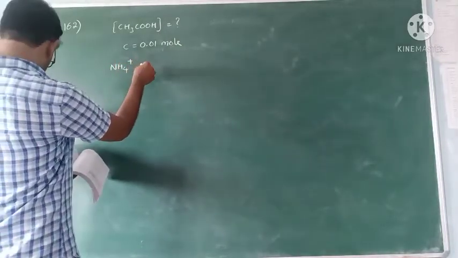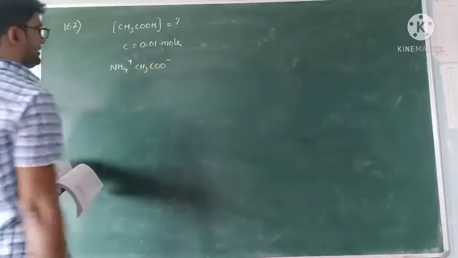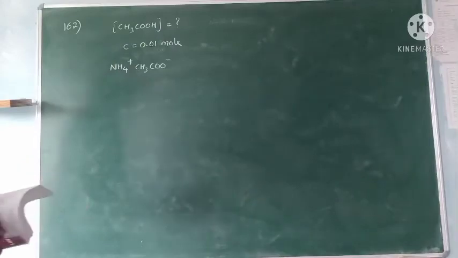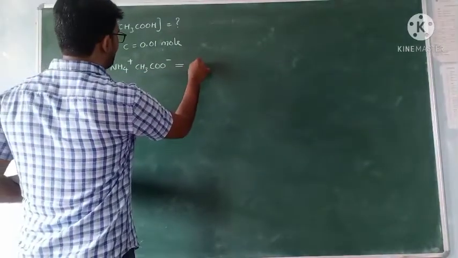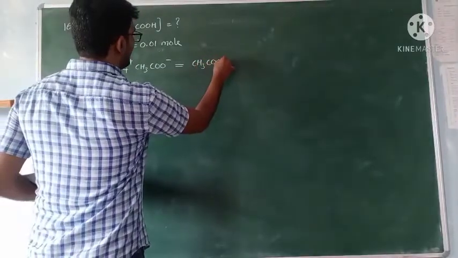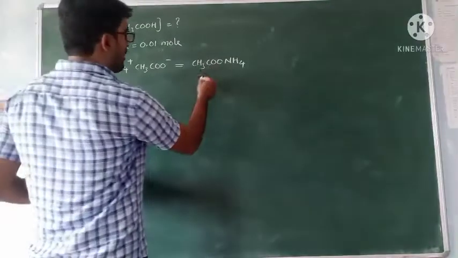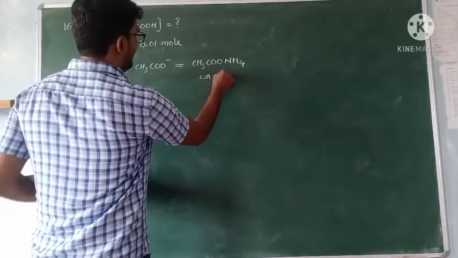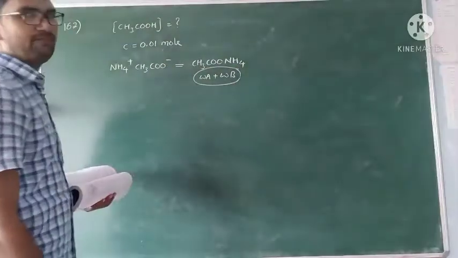NH4 plus, CH3COO minus. Actually, we know very well, this salt is CH3COONH4. And what type of salt is it? It is a salt of weak acid and weak base.